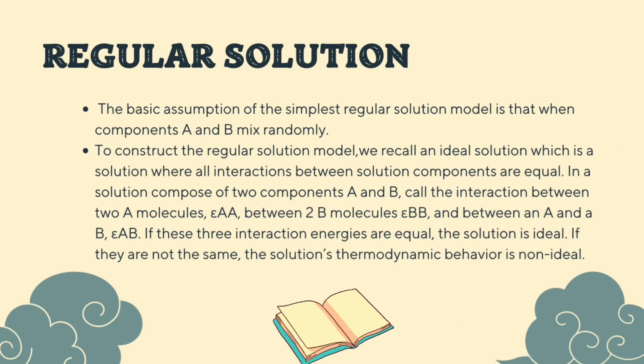The basic assumption of the simplest regular solution model is that components A and B mix randomly. To construct the regular solution model, we recall an ideal solution, which is a solution where all interactions between solution components are equal. In a solution composed of two components A and B, we call the interaction between two A molecules epsilon AA, between two B molecules epsilon BB, and between an A and B molecule epsilon AB. If these three interaction energies are equal, the solution is ideal. If they are not the same, the solution's thermodynamic behavior is non-ideal.